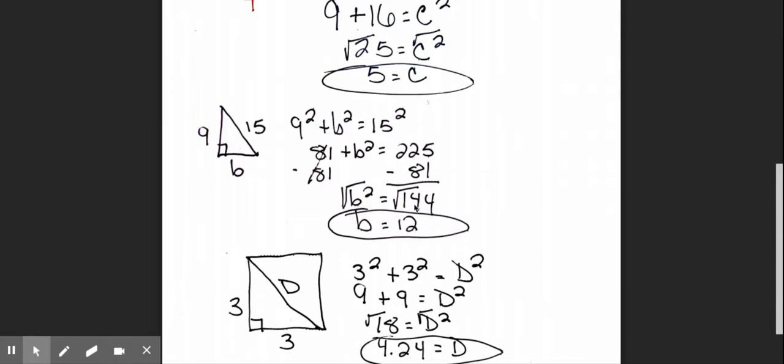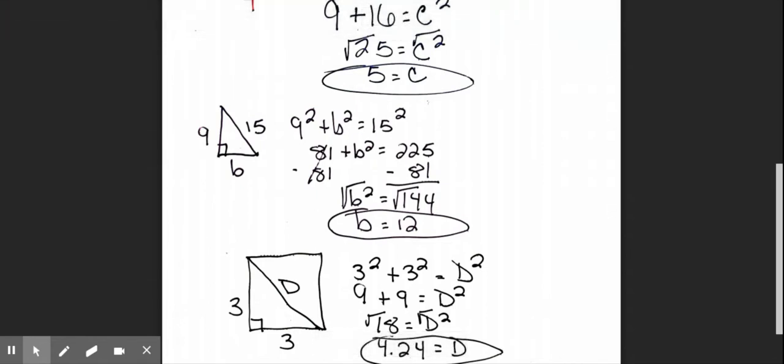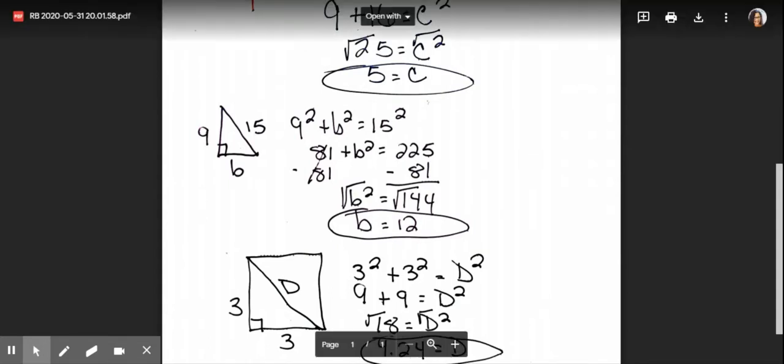And again, we can't leave b squared like that because we have to get b by itself. So if we take the square root to get b by itself, because the square root is opposite of squaring something, if I take the square root of b squared, I have to take the square root of 144. Well, the square root of 144 is 12. So one leg is 9, the other leg is going to be 12, and our hypotenuse is 15.